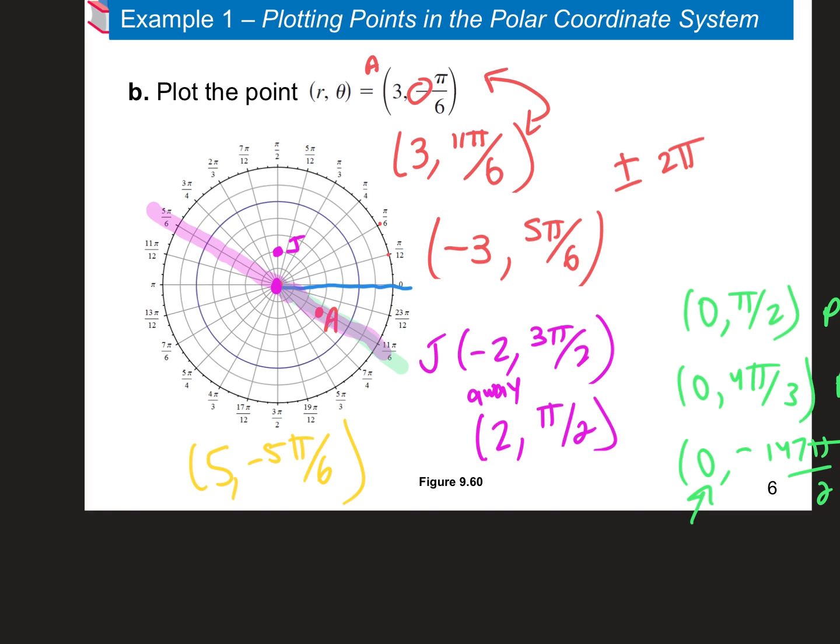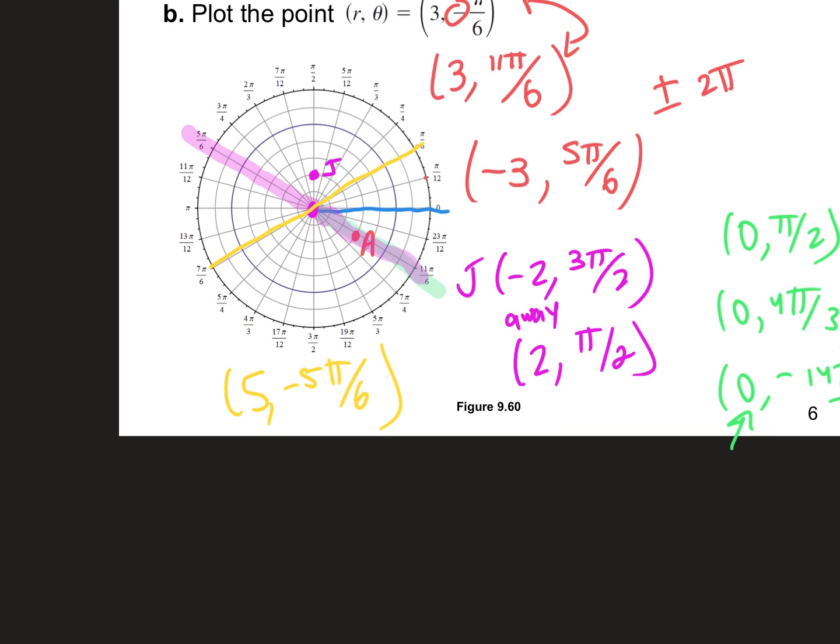So starting at the polar axis, I go up 1, 2, 3, 4, 5, 6, 7, 8, 9, 10. All right, 5 pi over 6 is 10 units up. So to find negative, I go 10 units down. 1, 2, 3, 4, 5, 6, 7, 8, 9, 10. Right here. All right, 5, negative 5 pi over 6 is the same as 5 comma 7 pi over 6. So where is that point? You start at the pole, and because it's positive 5, you go towards it, 1, 2, 3, 4, 5. There's my point. We'll call this M.